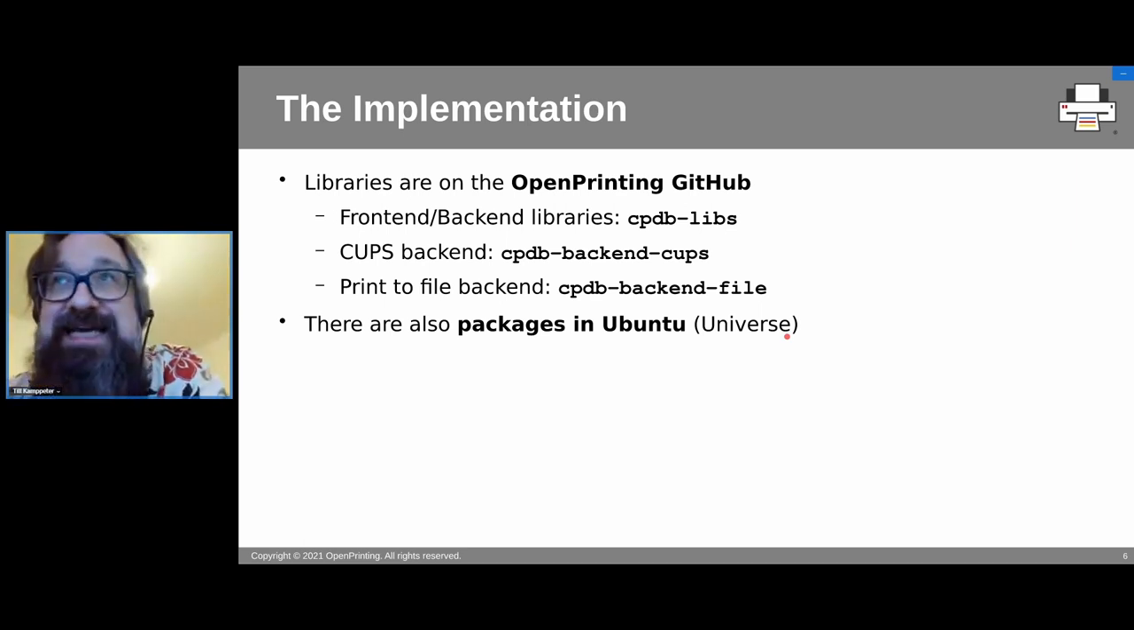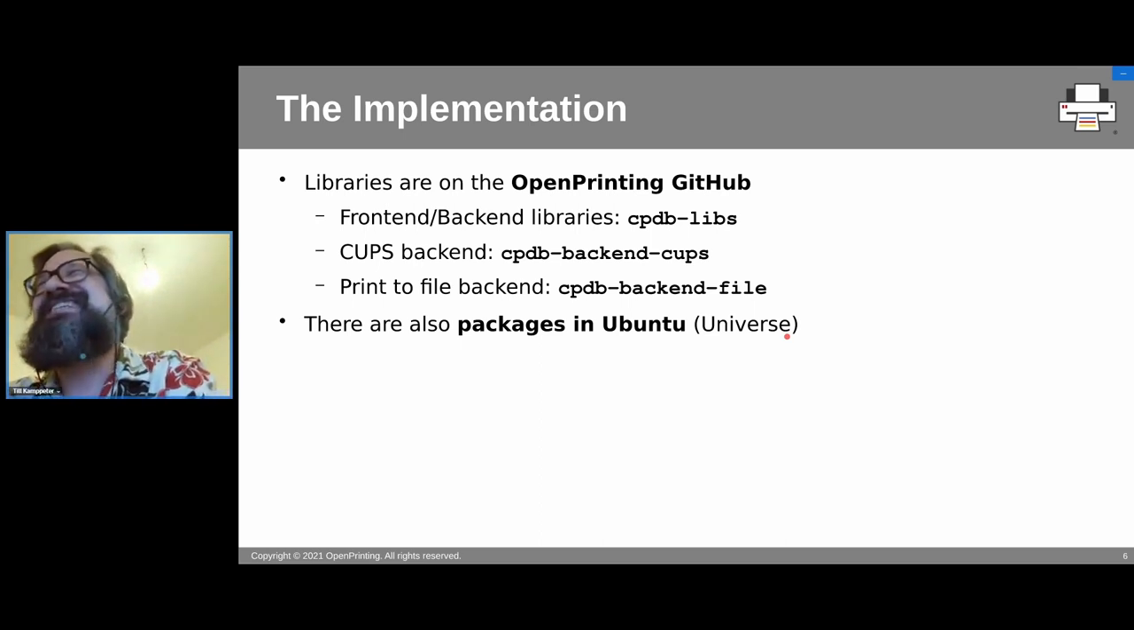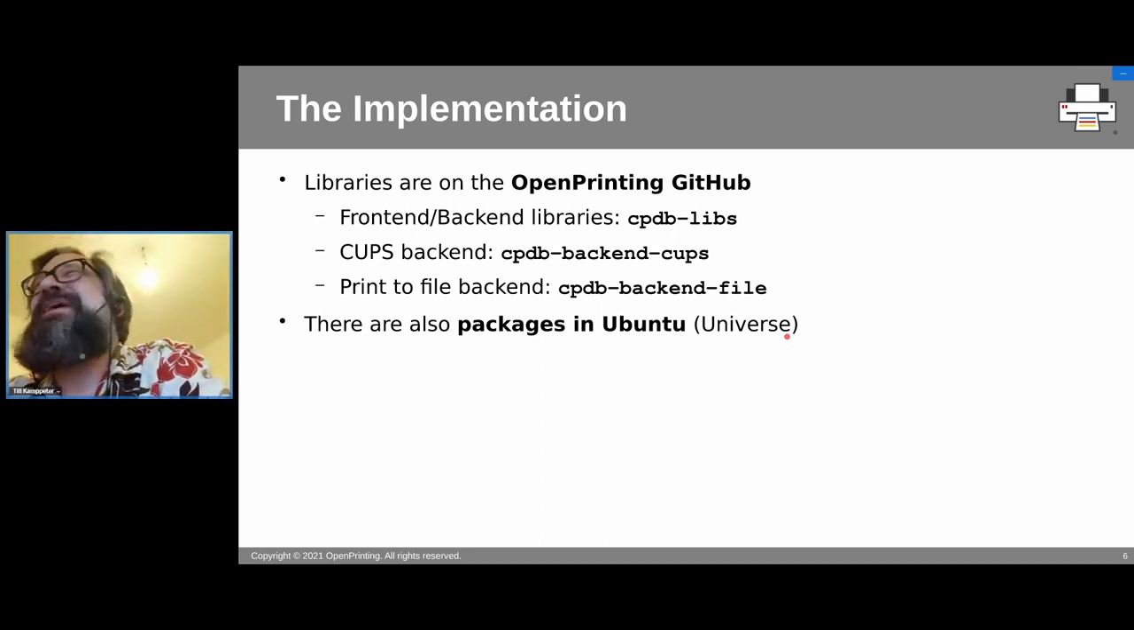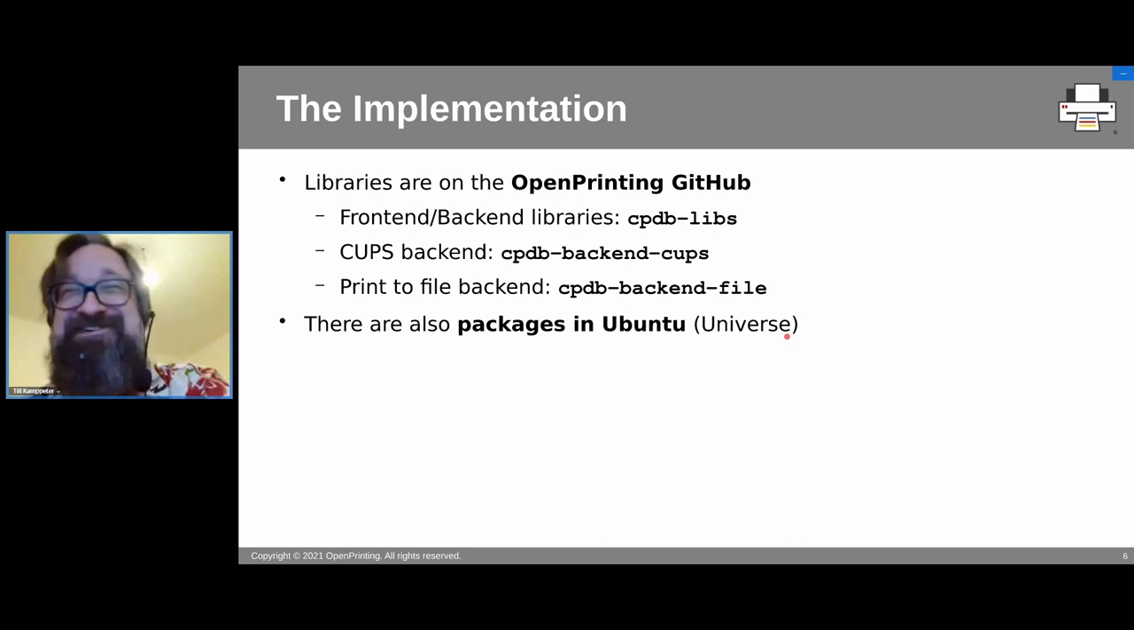And these libraries, they are available on the Open Printing GitHub. There's one repository, which is the front end and back end library. It's from Nilanjana. And also the CUPS back end from Nilanjana is also there. A simple back end to print to a file. There is also Google Cloud Print backend, but it's discontinued because Google discontinued Google Cloud Print. But the code is still there, and if you create a cloud printing service, perhaps the code can be inspiration how you write a backend for your service.